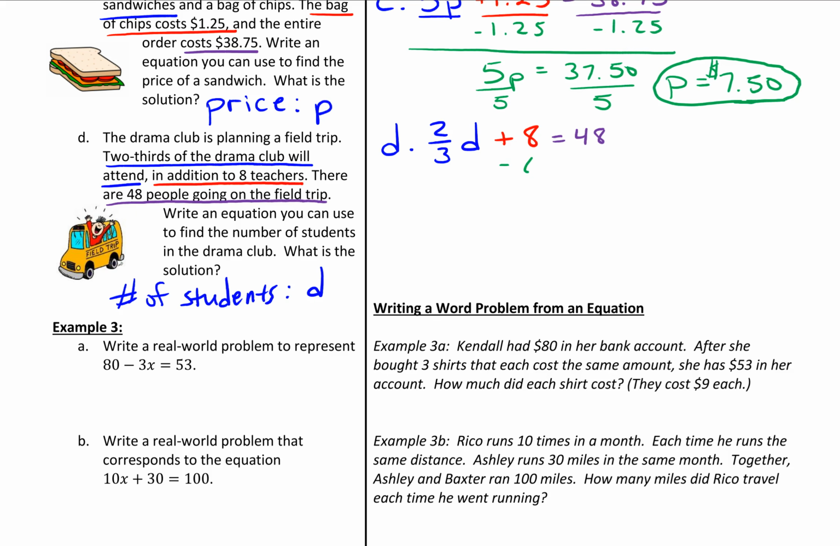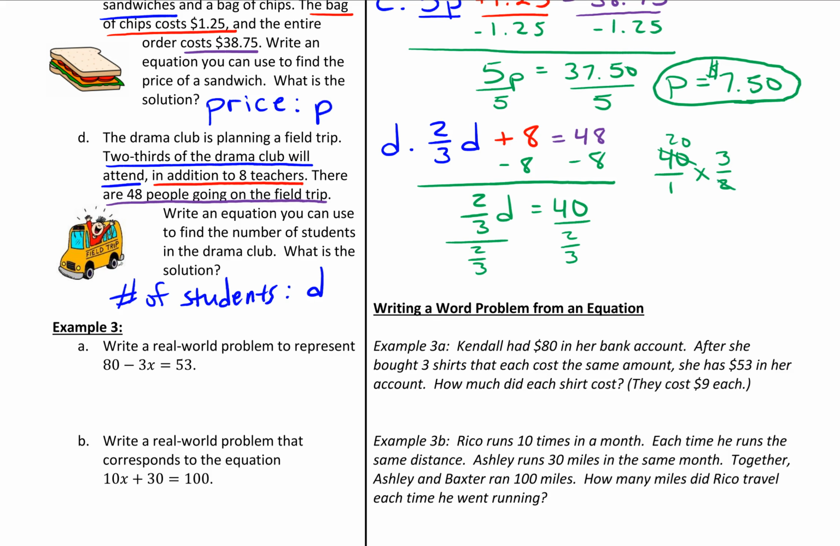So we'll solve this by subtracting 8 on both sides. You're left with 2/3 of the total number of students in the drama club. 2/3 D is equal to 40. We'll solve this by dividing both sides by 2/3, which, remember, when we divide by a fraction, we keep change flip. So 40 over 1 times 3 over 2. We can simplify, and we get the value of D is equal to 60 students.